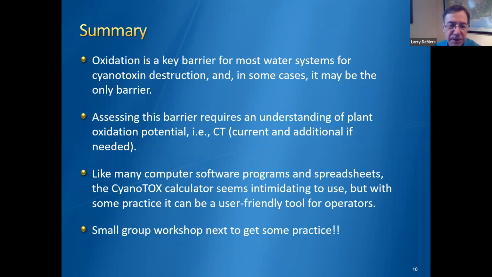Like many computer software programs and spreadsheets, Cyanotox is intimidating to use at first, but with some practice, it can be a user-friendly tool for operators. And so we're going to start that process today, just to get familiar with it, try a couple scenarios, and then encourage you to use it on your own and apply it to your situation to get more experience. So we do have some small group workshops coming up next.